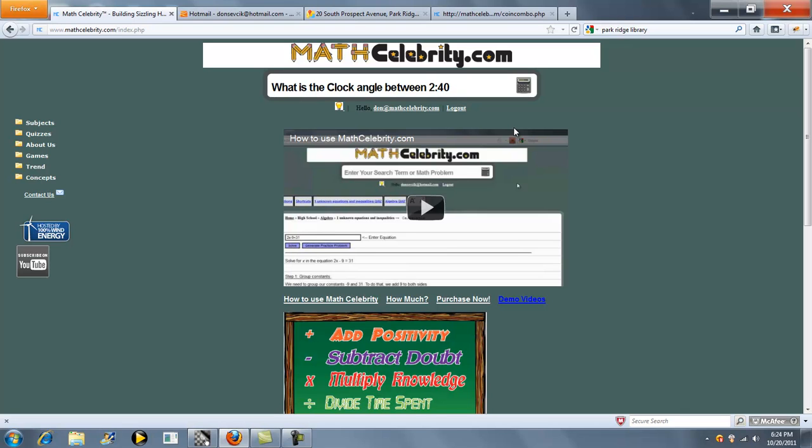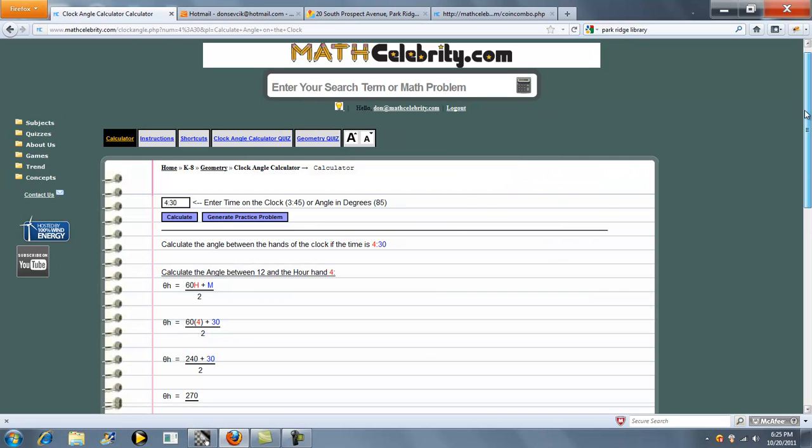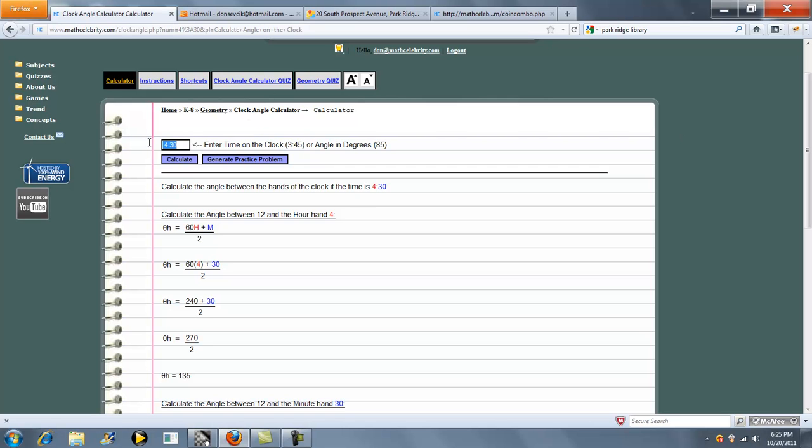Let's do 4:30, actually. Press the button. So we jump to our clock angle calculator, and as you can see, 4:30 was loaded into the input box. Let's expand the font.